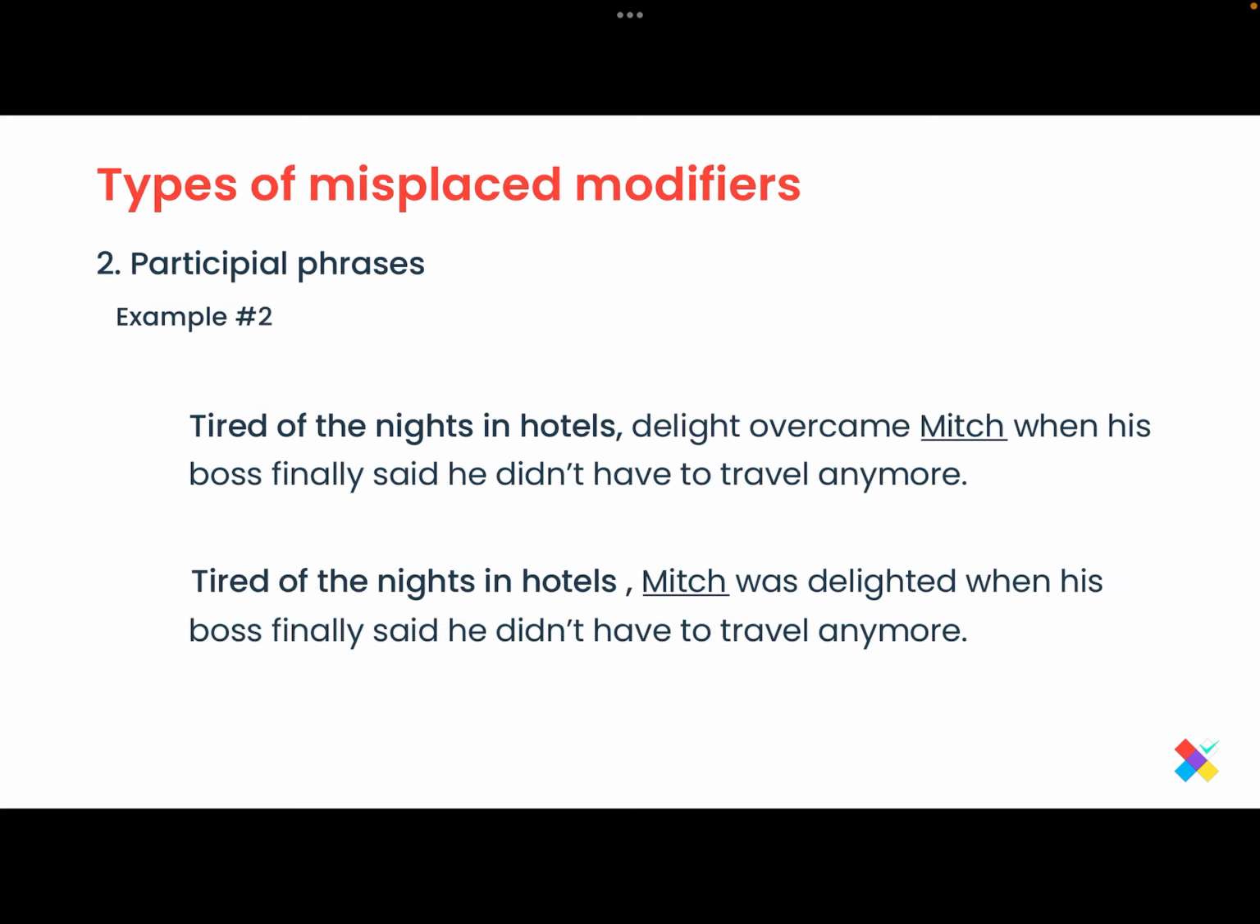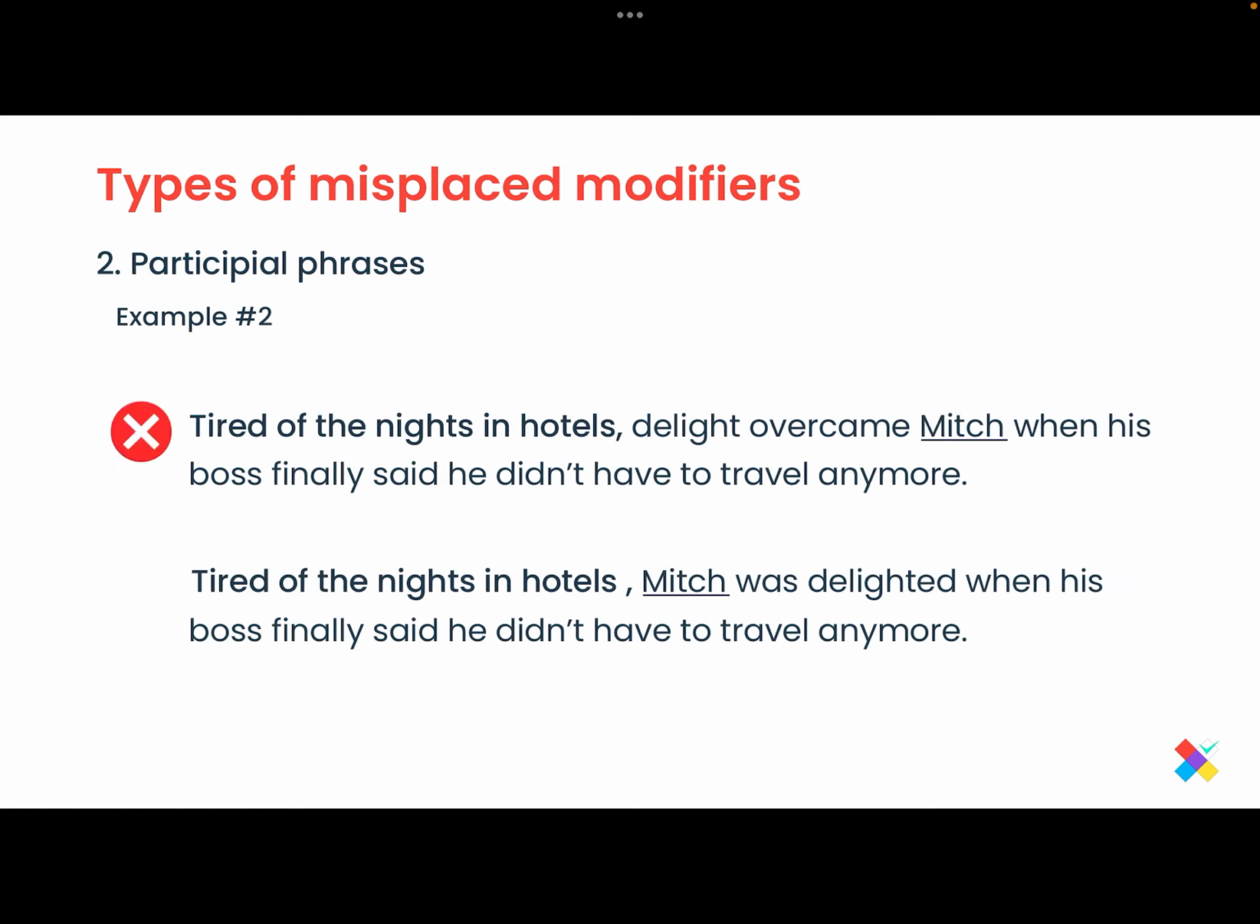All right, here's another one about Mitch. In this kind of situation, it's easy to mistake which noun you're modifying with a participial phrase, but it's important to check your meaning. Like in these two sentences. Tired of the nights in hotels, delight overcame Mitch when his boss finally said he didn't have to travel anymore.